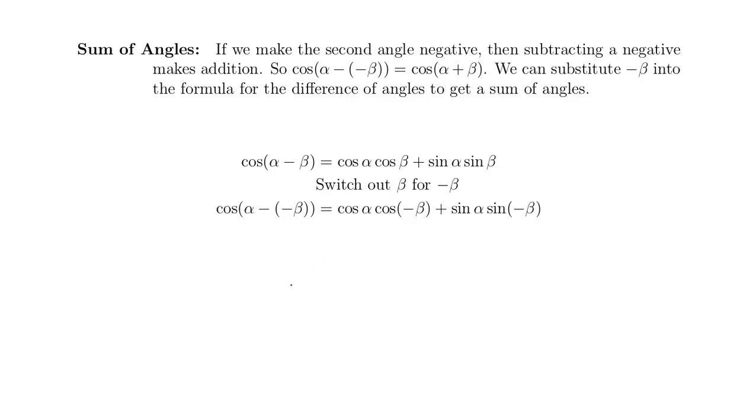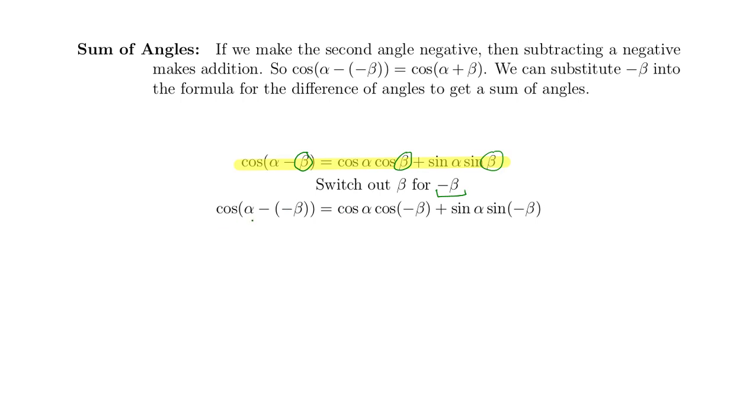So here's our sum of angles for the cosine function. This is our known one that we've got, this very first line: difference of angles for the cosine function. And what we're going to do is take every beta on here and switch it out for a negative angle. So there, and there. We're going to swap those out for negative beta.